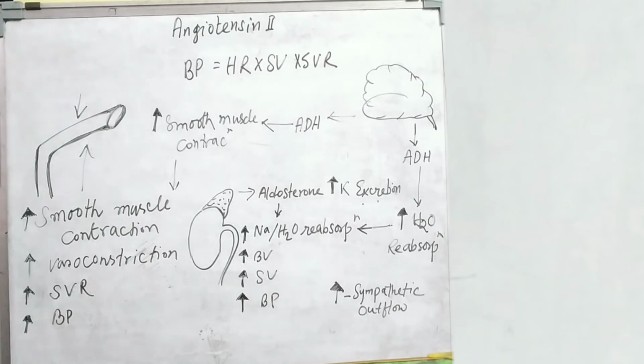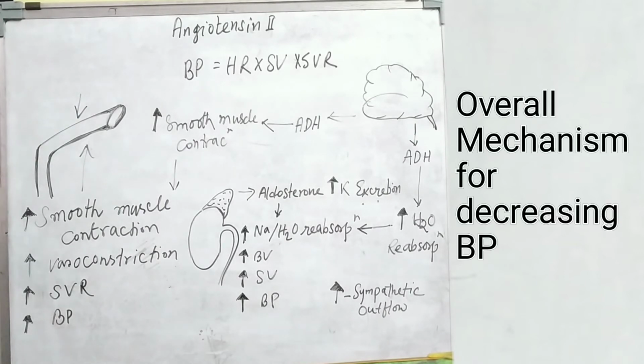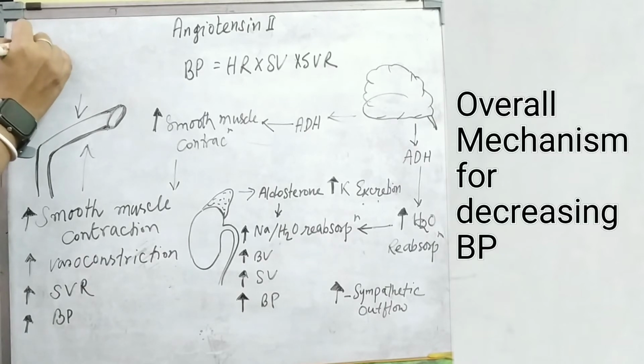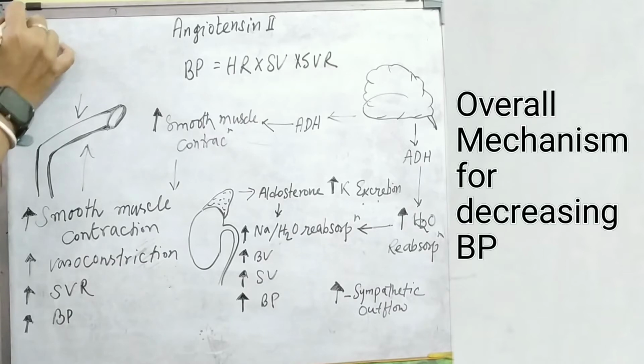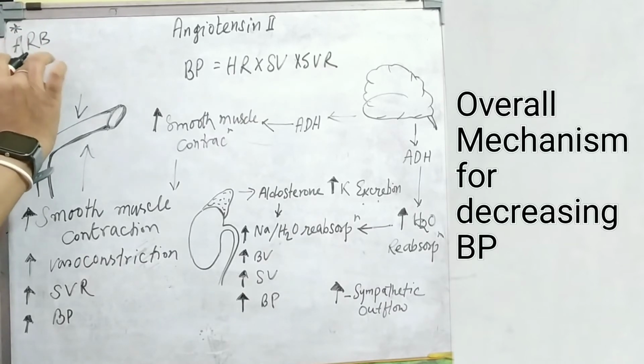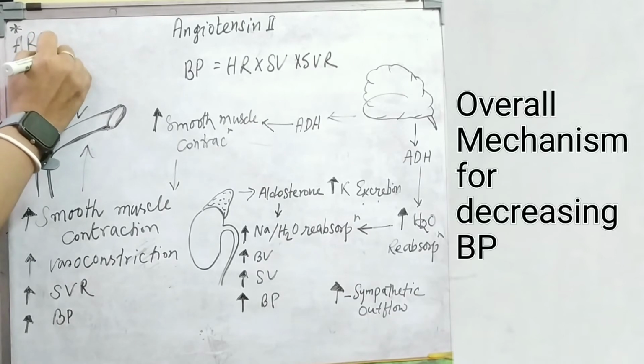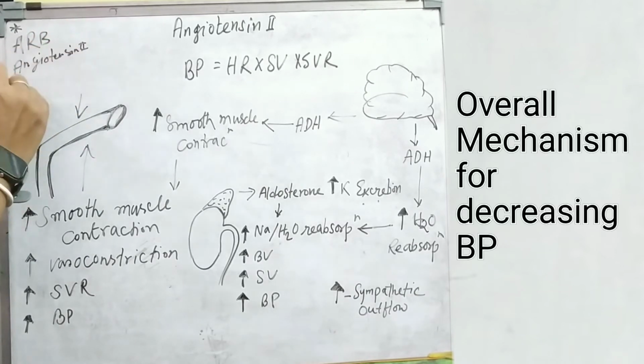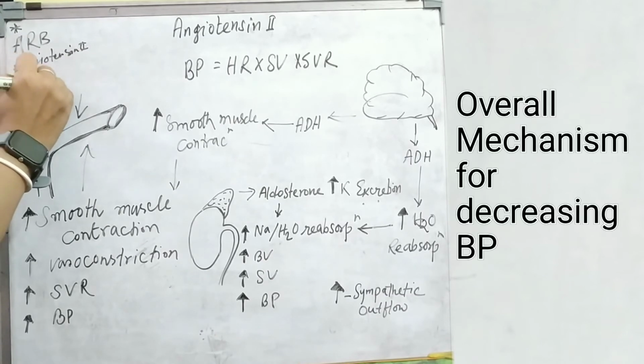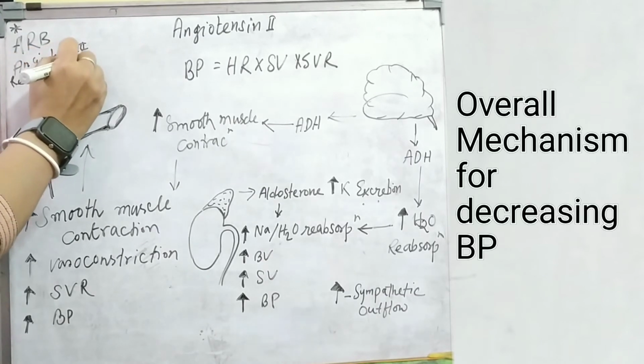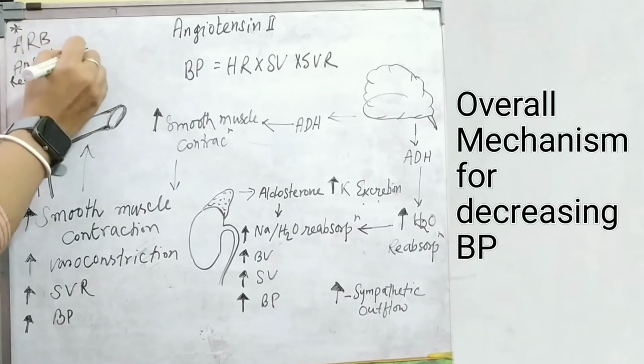So now we know how angiotensin 2 is produced by the RAAS. Let's review the effects angiotensin 2 has on the body. Understanding angiotensin 2 will help us figure out how ARBs work. What is ARB? That is angiotensin 2 receptor blocker. So they are called ARBs.